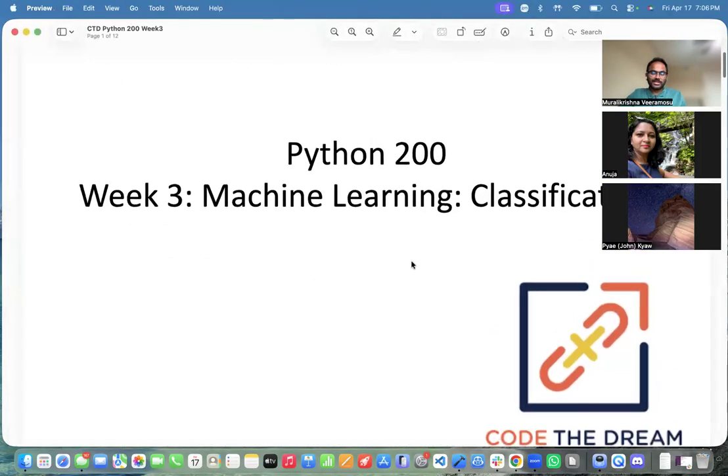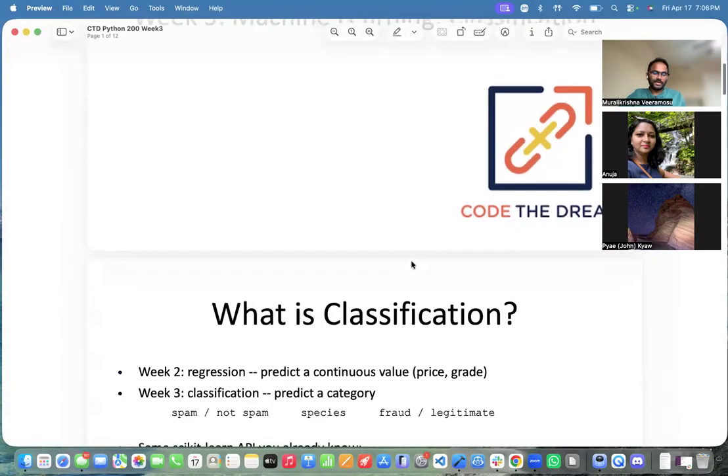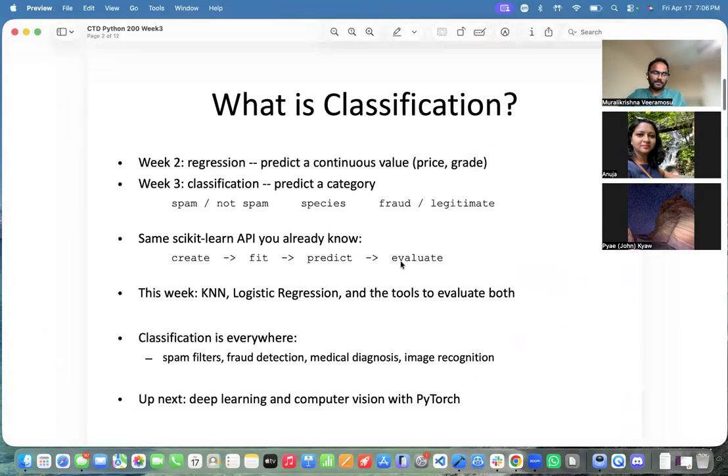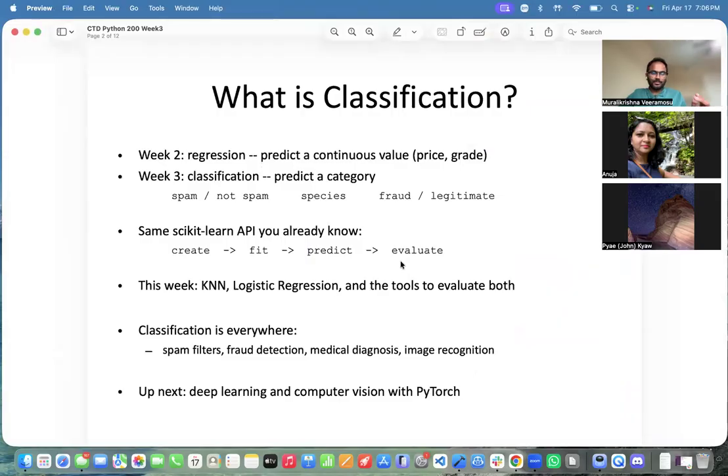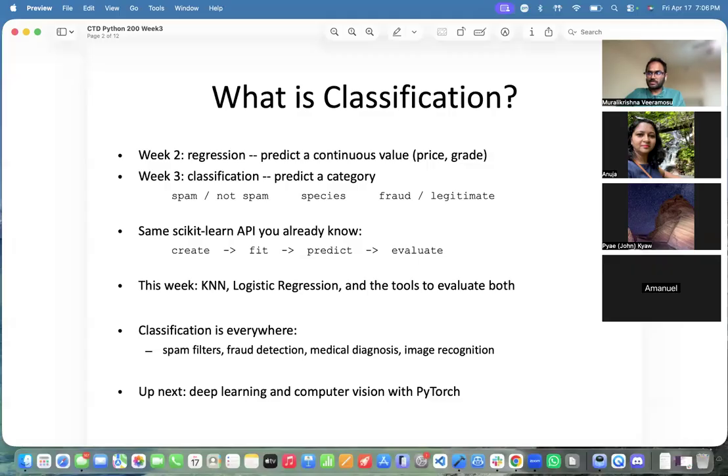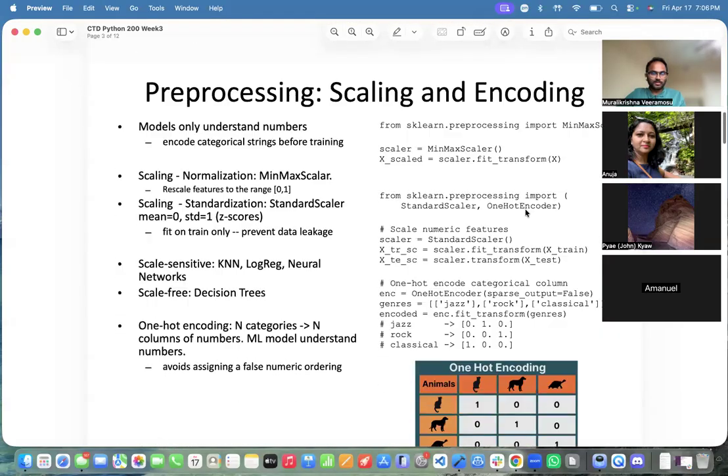In today's lesson, we discuss data pre-processing, then k nearest neighbor classification, then how to evaluate a classification model. And at last, we discuss logistic regression. Okay, so let's dive in. So, pre-processing.